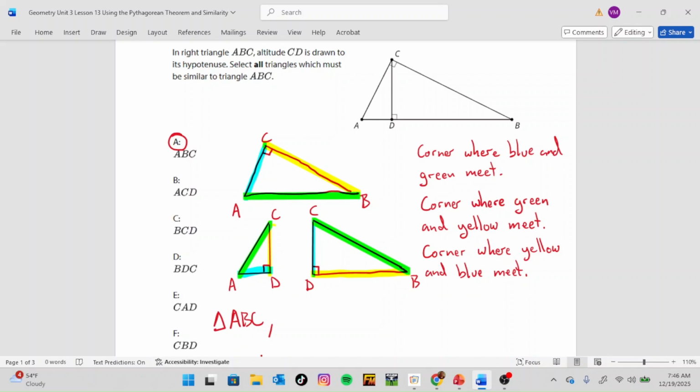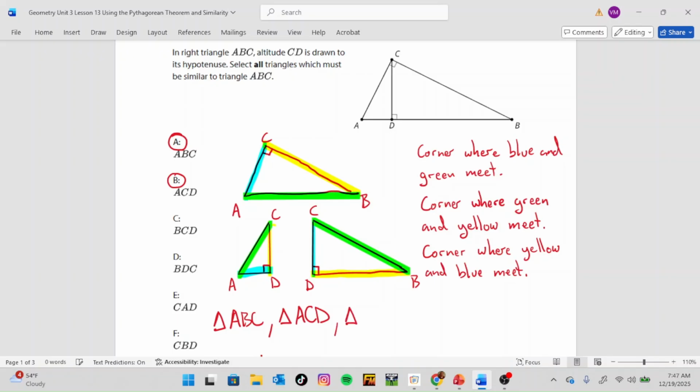Now, in this small triangle over here on the left that was created, our first letter needs to be where blue and green meet. So in this triangle, that is A. The next letter needs to be the corner where green and yellow meet. So that's going to be the letter C. And then our final letter is going to be the corner where yellow and blue meet, which happens down here at D. And so if I look at my choices, B is this small triangle that was created.